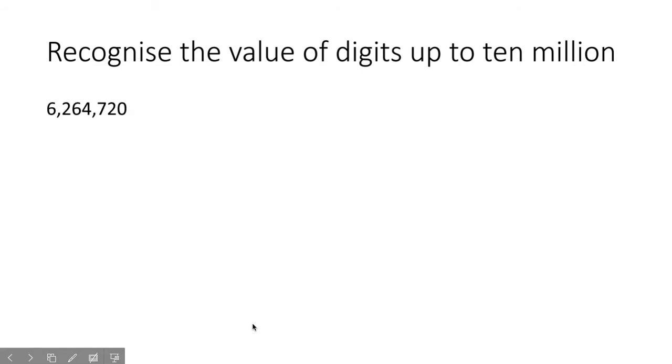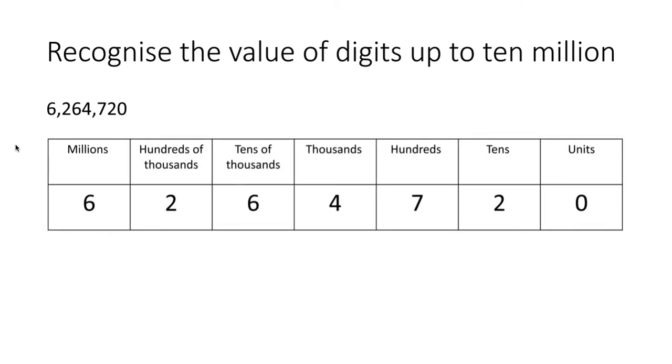One more for you now. 6,264,720. It looks like this in our place value chart. Popping up at the bottom here will be the same representation I've shown you in the last 2 slides. If you pause the video for a moment, you can have a go at writing it out yourself and checking your answers with me. I'll give you a moment to pause the video. Okay, let's look together.